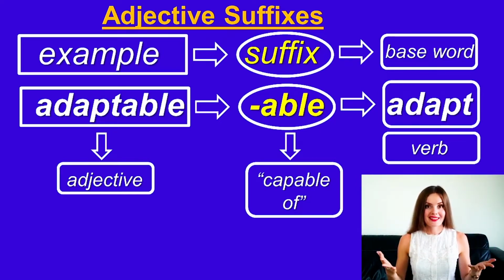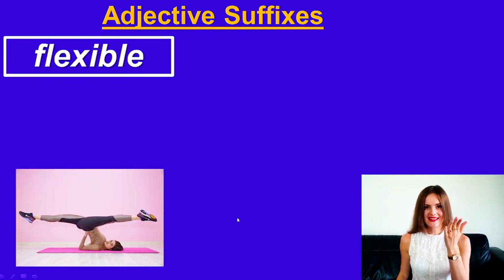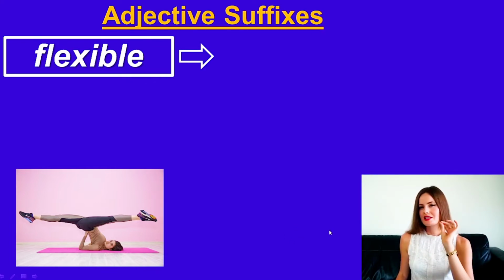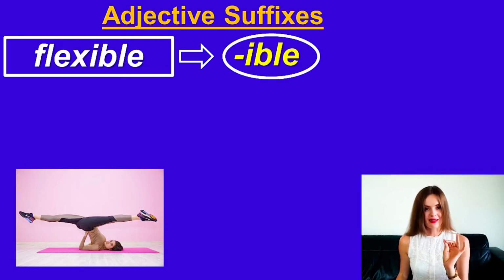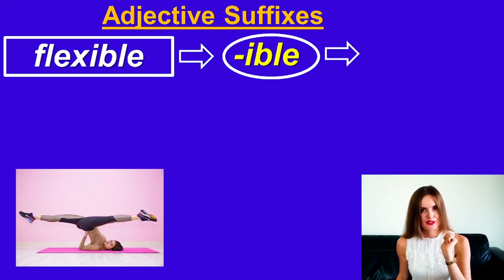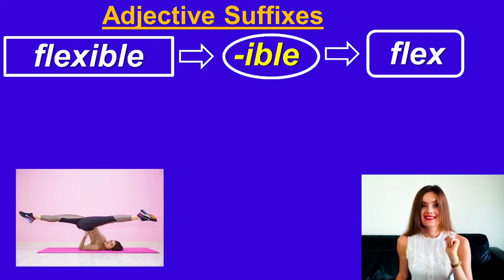Perfect. I hope you got it, how we are going to learn adjective suffixes in this lesson. Let's repeat this process again and again with new suffixes. Next word is, can you try to read it? Yes, flexible. And this image is going to help you to understand the meaning of this word. What do you think? What is the suffix in this word? Good job! The suffix is ible, and the base word is flex.